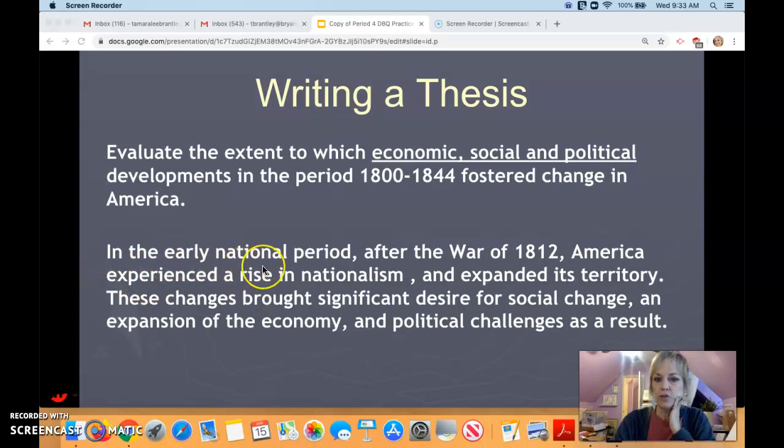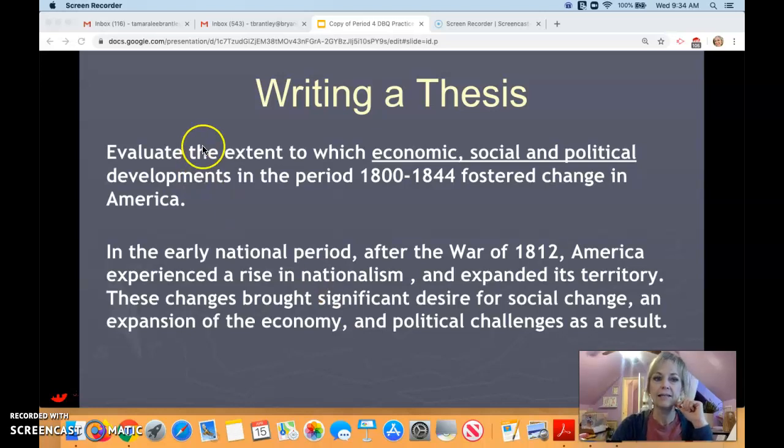In the early national period, after the War of 1812, America experienced a rise in nationalism and expanded its territory. These changes brought significant desire for social change and expansion of the economy and political challenges as a result. Now, there's something missing in this thesis statement. I wrote it, and now I'm seeing what am I missing? What is the first part of that prompt asking you to do that I did not do in that thesis statement? I'll wait for your answer.